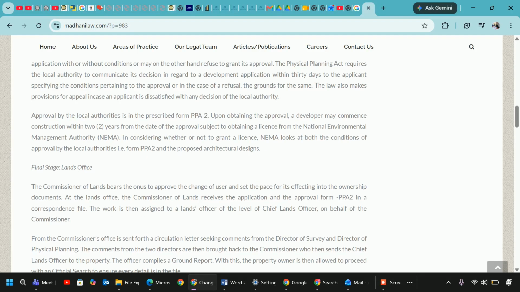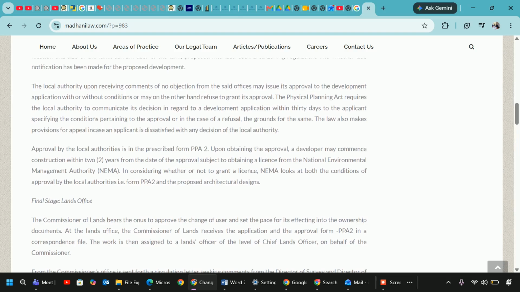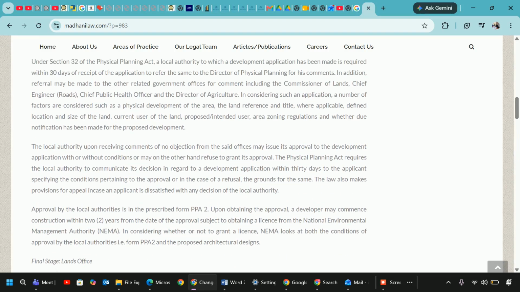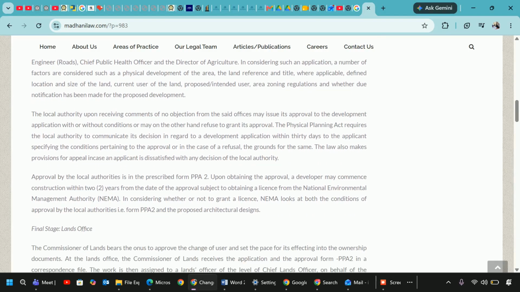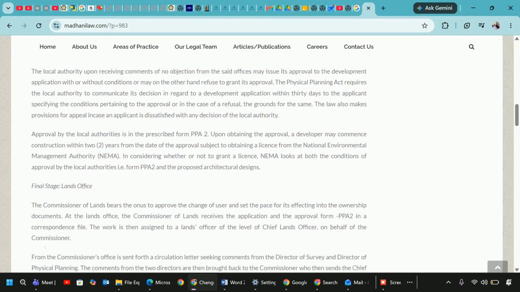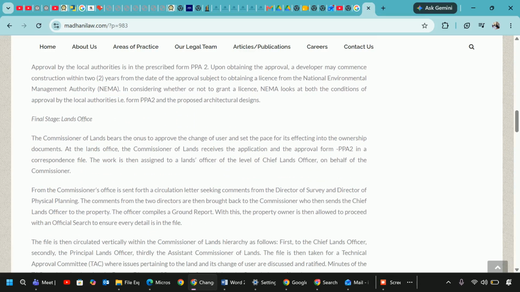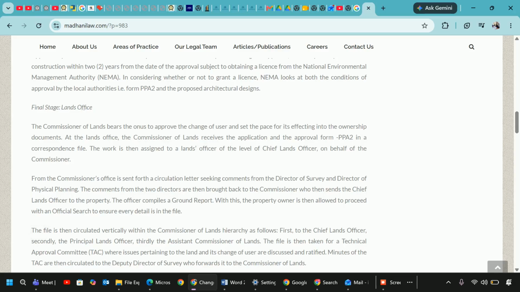Okay, so this is the critical aspect of why NEMA comes even after the Director of Physical Planning has directed this document or application to you with comments. So up to that point, we have understood. Now, on the final stage, it's where the document gets complicated. The Commission of Lands bears the onus to approve the change of user and set the pace for effecting its ownership documents. At the Lands Office now, the Commission of Lands receives the application and approval in a correspondence file.